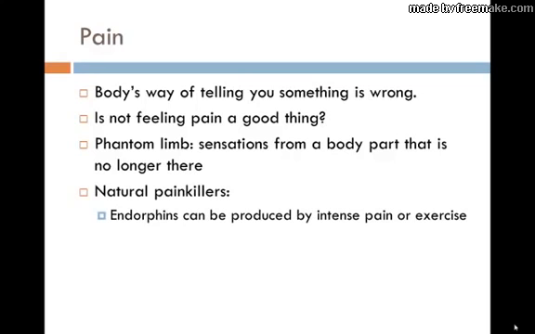The phantom limb phenomenon is sensation from a body part that's no longer there. This sometimes happens when people lose a portion of a limb, and they still can feel sensations even though that limb isn't there.